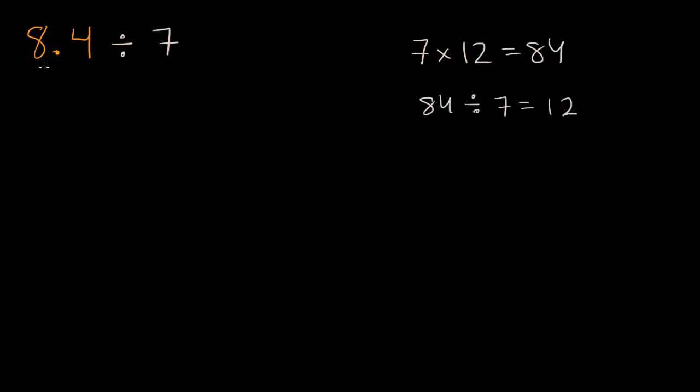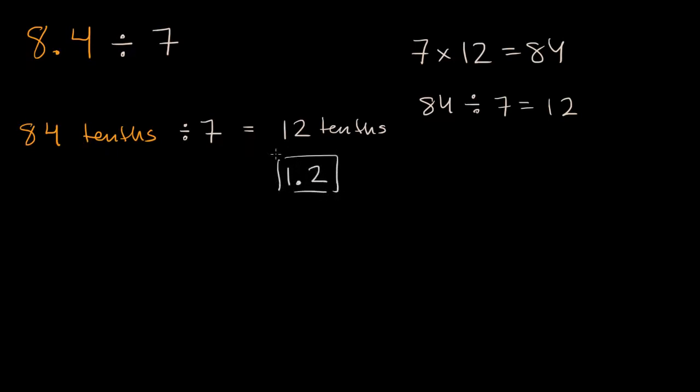Well, one way is we could think about it in terms of tenths. 8.4 is the same thing as 84 tenths. And so 84 tenths divided by 7. Well, 84 of anything divided by 7 is going to be 12 of that thing. So it's going to be 12 tenths. And 12 tenths we can rewrite as 1 and 2 tenths, or 1.2. And we are done. So this is equal to 1.2.